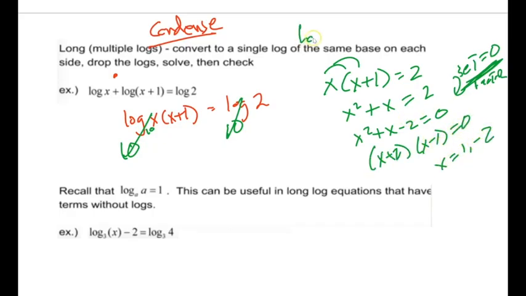Now here's the thing. I mentioned earlier, log has to be positive. Same thing with natural log. Can't have a negative. This negative 2 right here doesn't work. If I plug it in, I'm going to get a bad number. Actually, it's only x equals 1.